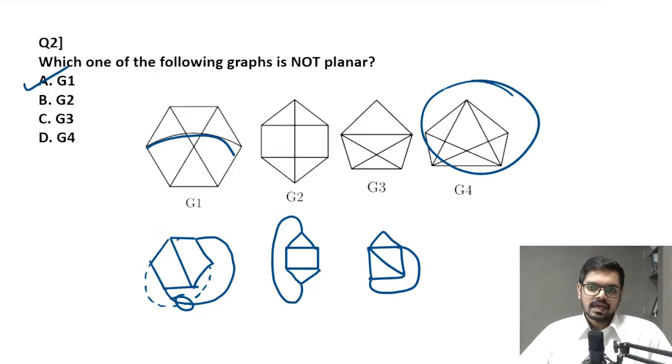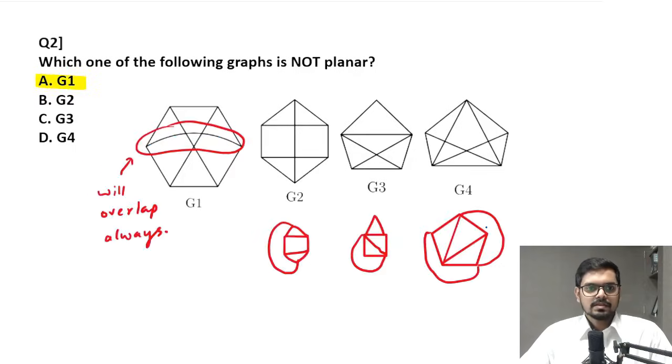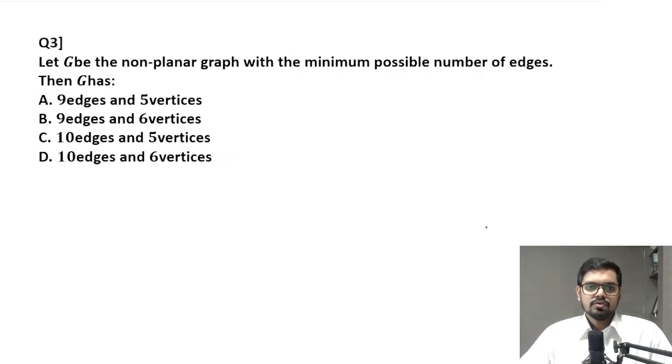This we have seen in the class itself. This is not a non-planar graph, since this is not a K5. If you join this line, then it becomes K5, then it becomes non-planar, correct? But this thing is planar. We have checked in the class also, so check the class notes. Homework. G1 is the correct answer. To the next question. Pause the video, try, then look at my solution.